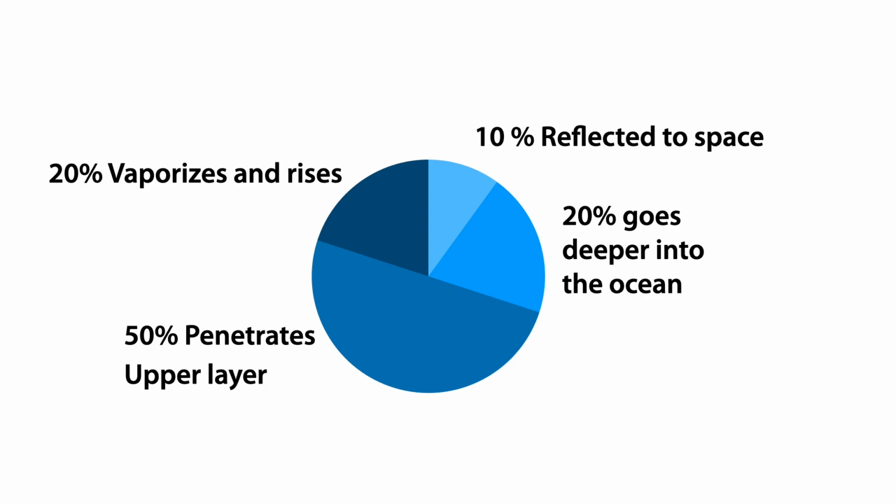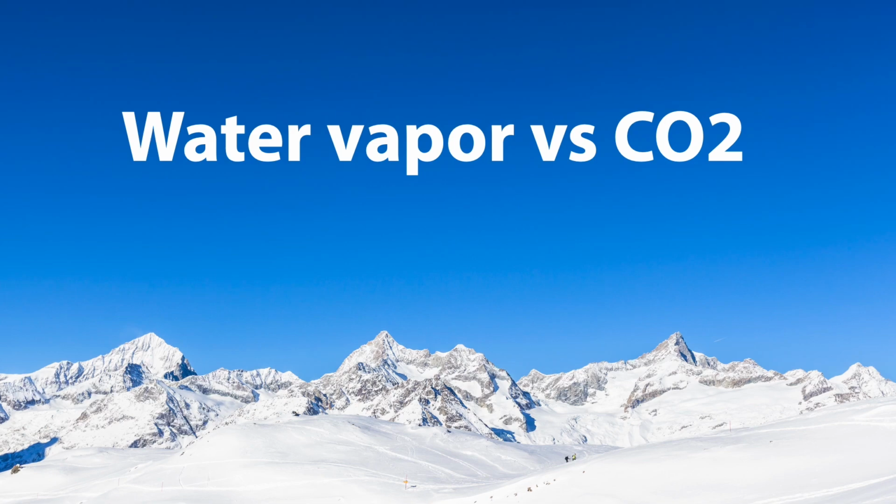We'll come back to ocean heating in a minute, but first, we need to deepen our understanding of the role of both water vapor and CO2 in the atmosphere. To explore the greenhouse effect further, let's look at water vapor versus CO2 and their actions as greenhouse gases.